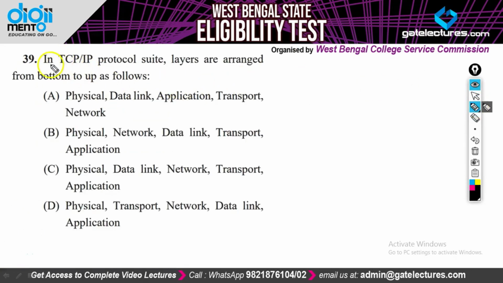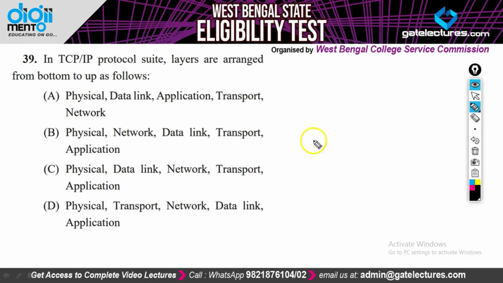So here the question is, in TCP/IP protocol suite, layers are arranged from bottom to up as follows. Okay, so we have to go from like physical layer, then data link layer, and all these. So they are asking how they are arranged. We have two models, OSI model and TCP/IP model. They are talking about TCP/IP. In this, session layer and presentation layer are not present.